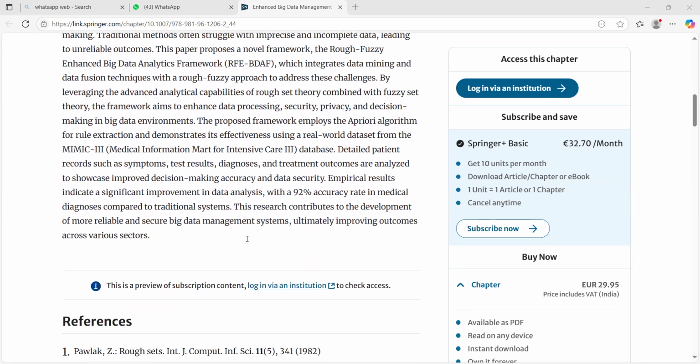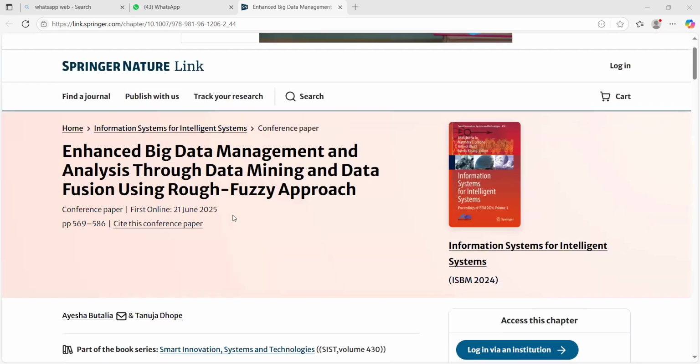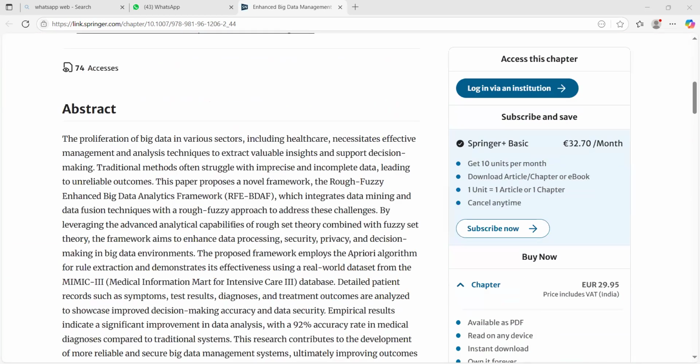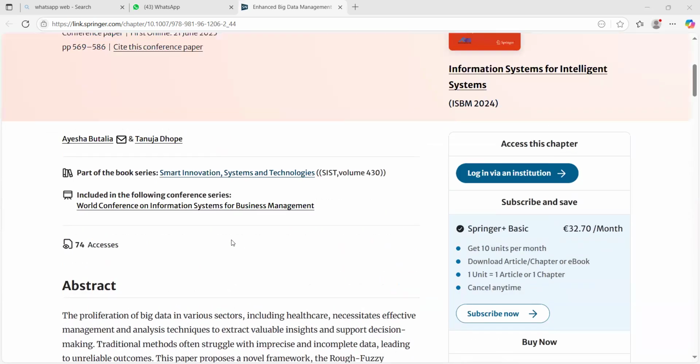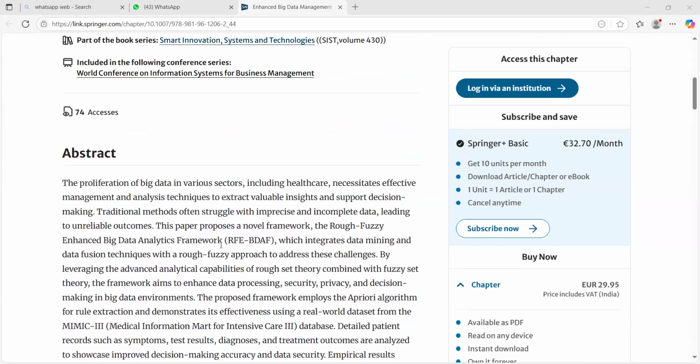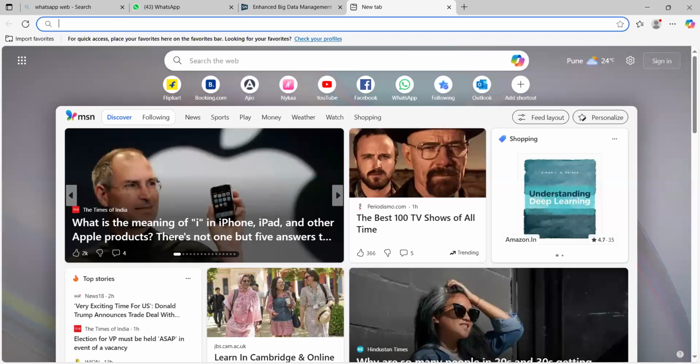In the next session, I will be discussing the entire paper. The same paper I will show you. It is charging you since it is available on the Springer Nature link, but this is my paper, so I've got this. I'll share with you the entire flow of the paper with abstract, introduction, literature survey, and so on. But right now, I want to first show you how you search for a particular research paper.